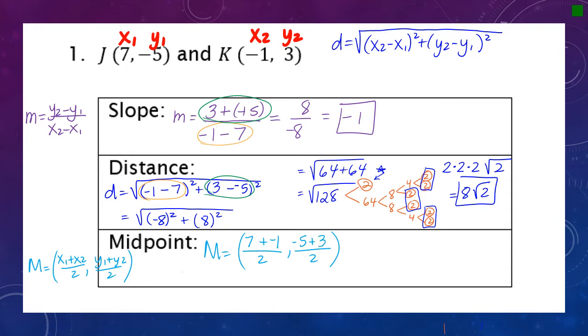So now we're going to simplify. 7 plus negative 1 is 6 over 2. And then negative 5 plus 3 is negative 2 over 2. And then our last step, 6 divided by 2 is 3, and negative 2 divided by 2 is negative 1. So that is our midpoint.